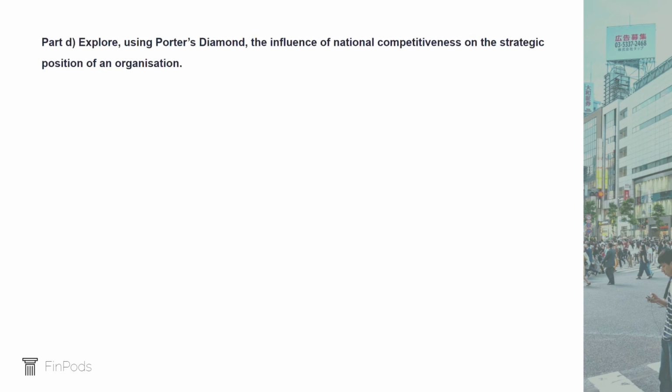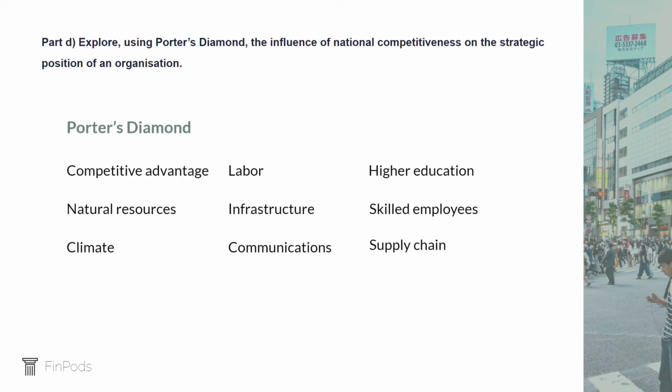Part D. Explore, using Porter's diamond, the influence of national competitiveness on the strategic position of an organisation. Assessing the opportunities and threats which are present in different countries can be particularly important for multinational companies that are thinking about investing in a new country. However, another key consideration in the investment decision could be how competitive the country is. Michael Porter observed that some nations' industries are more successful than others. He identified 4 key factors that collectively determine a country's attractiveness for a given industry. The interrelated elements that can be used to assess a nation's competitive advantage are mentioned below.